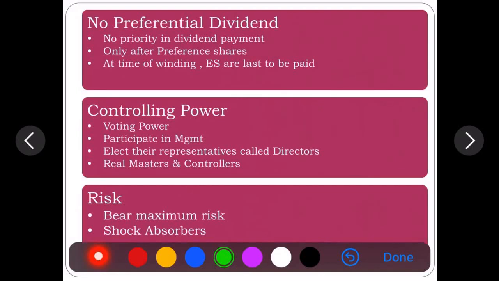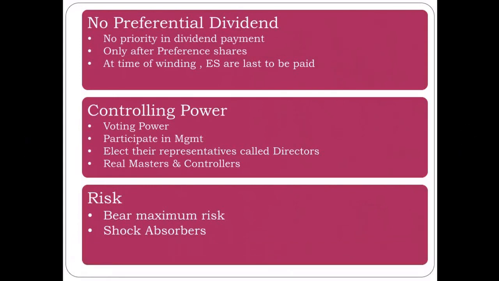They are the ones who have trusted the company, they have given the money to the company even when they knew that the dividend which they will be getting may be fluctuating or is not committed. Since they have taken this risk, they are absorbing the shock during losses, and still they are voting and participating in the management. Hence, they are called the real shock absorbers, controllers, and masters of the company.